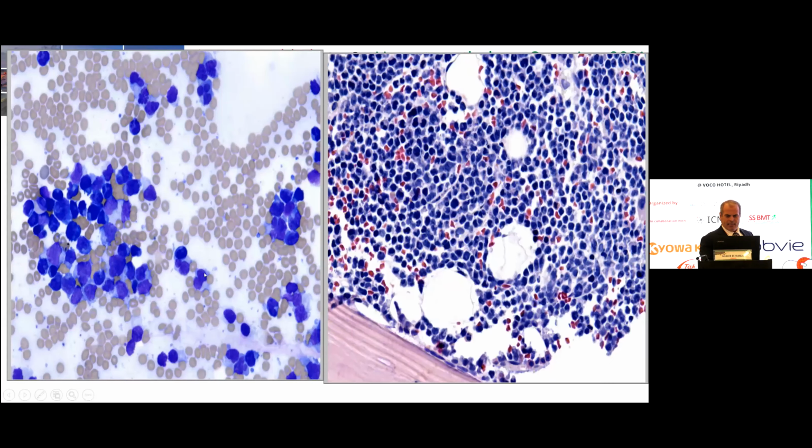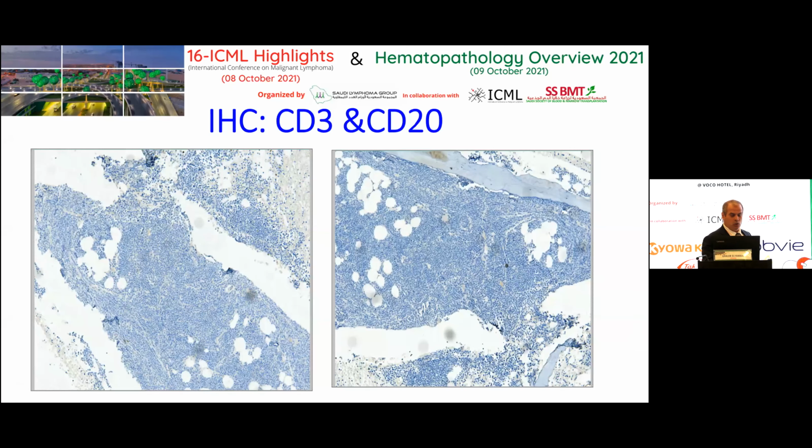I'm not going into details. We did immunostains. It looks like infiltration by malignant cells, medium to large size. We did CD3 and CD20, and surprisingly they were negative. So what can we do? We did a lot of immunostains, every immunostain we could.